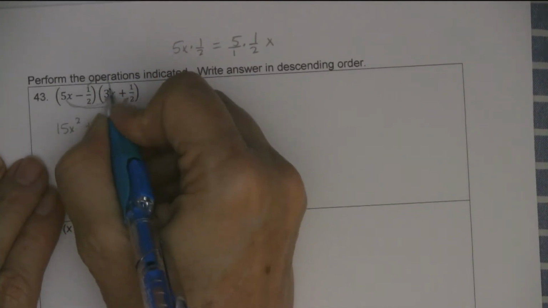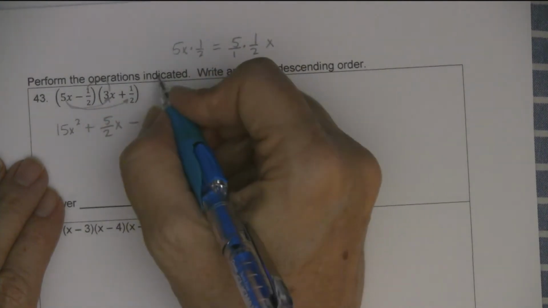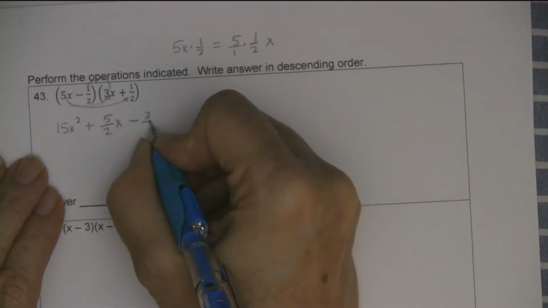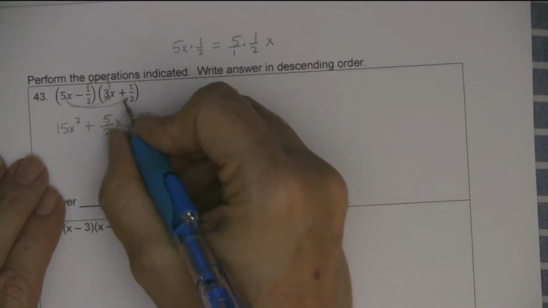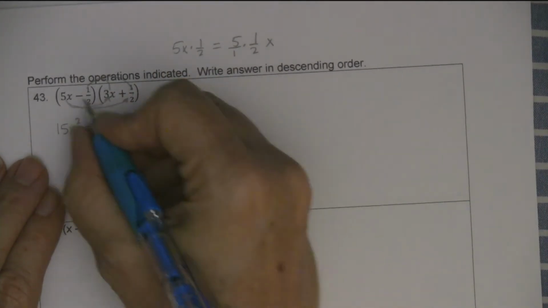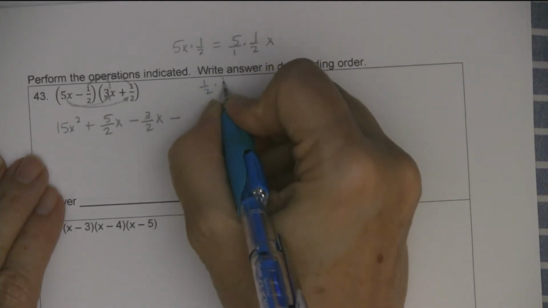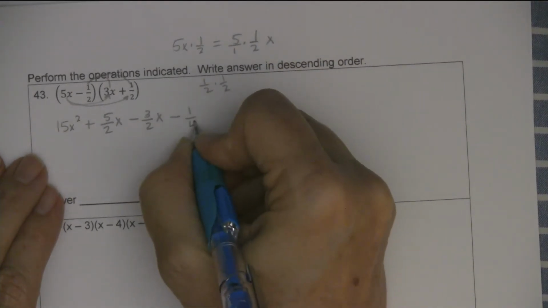Now I'm going to do here and I'm going to get a negative. And I can do the same thing here as I did there. And do you guys agree that's going to be 3/2 x? And then last but not least, I'm going to have negative. A negative times a positive is a negative. And then I have 1/2 times 1/2, which is 1/4.